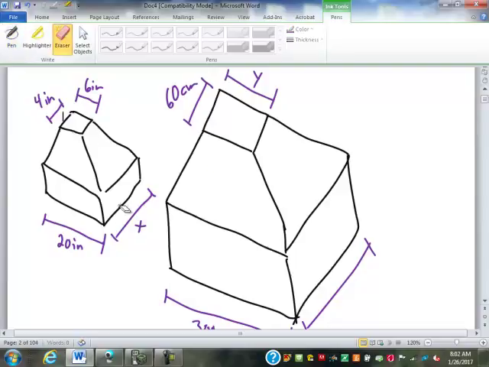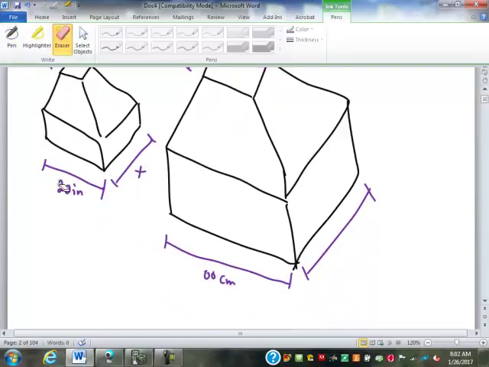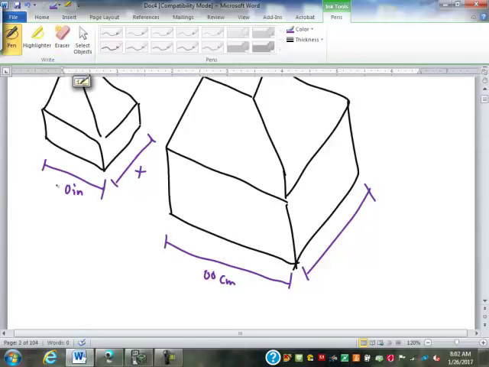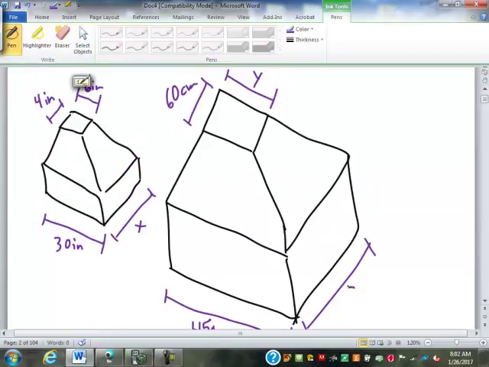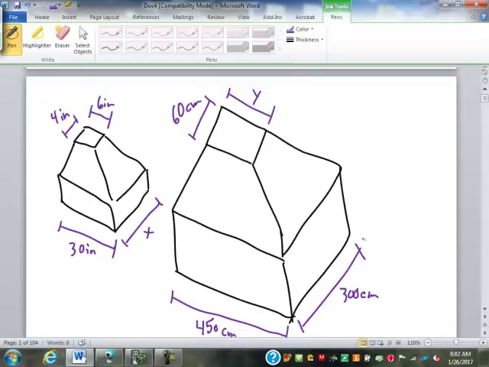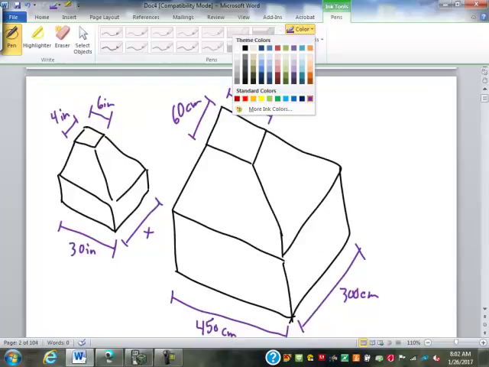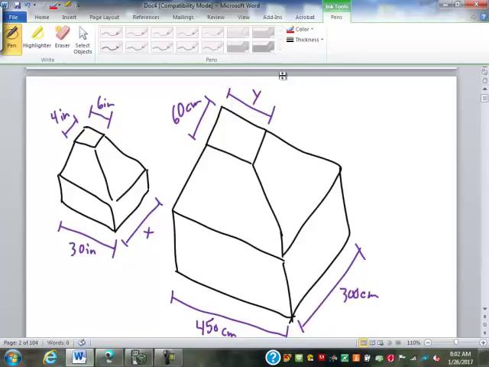I'm going to change a couple of numbers here quick just to make life easier on me. I'm going to make this one here 30 inches. And this one here is going to be 450 centimeters. Just because that'll make life a little bit easier on me, this one's going to be 300 centimeters. So now to find my missing dimensions here, you guys tell me where to start.